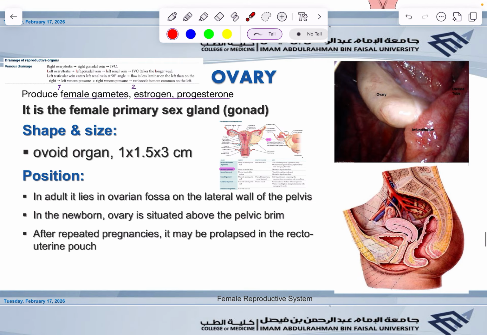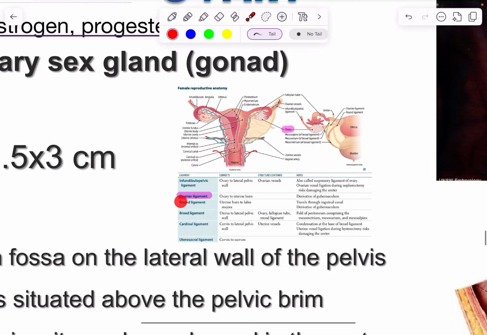نجي للأوفري, ما ركزت كثير على الدكتورة, لكن the main functions is going to produce the gametes, estrogen and progesterone, and it is ovoid in size. وطبعا it's attached to the uterus through the ovarian ligament.